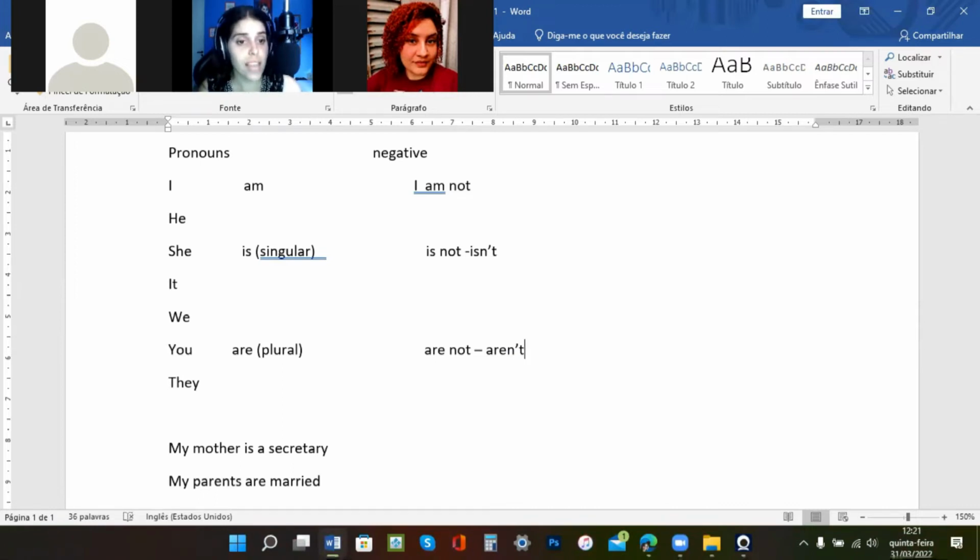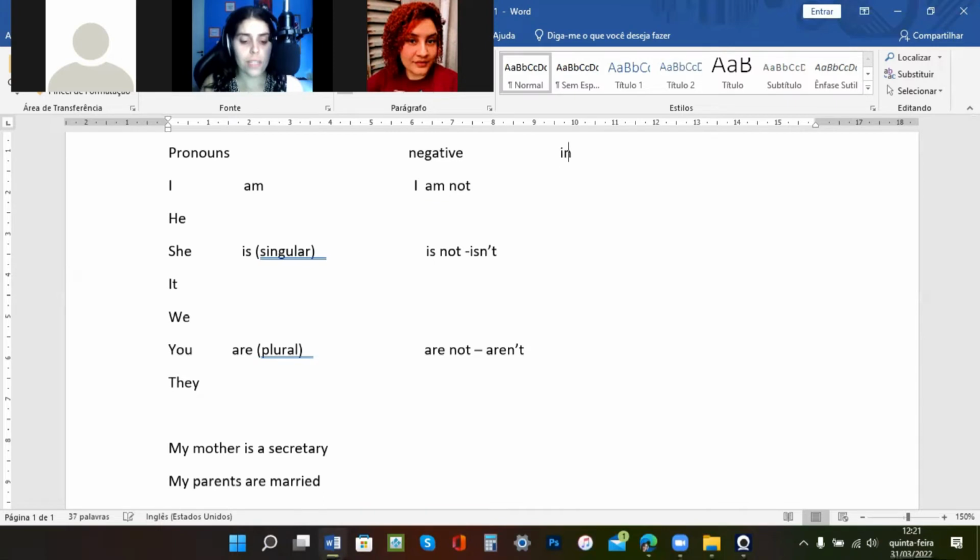The rule is the same. A regra é a mesma. Isn't or is not, for singular. Aren't or are not, for plural. It is the same. Mas aqui eu tenho o não junto. Eu tenho a palavra não junto. That's the reason we say it is a negative sentence. Excellent.